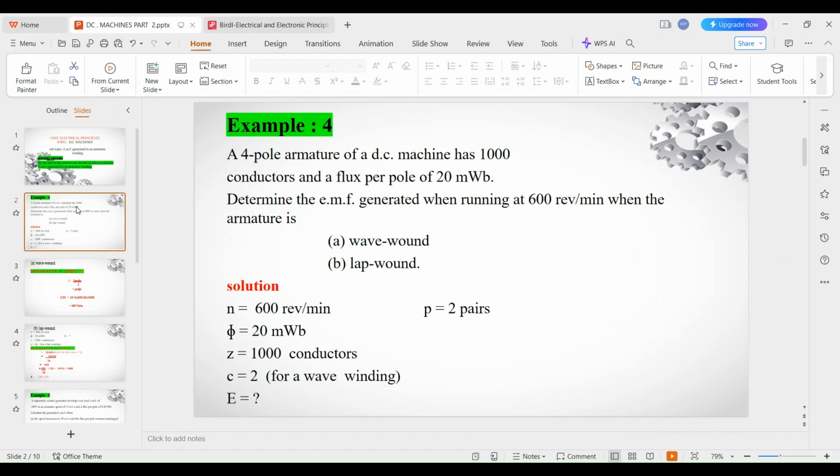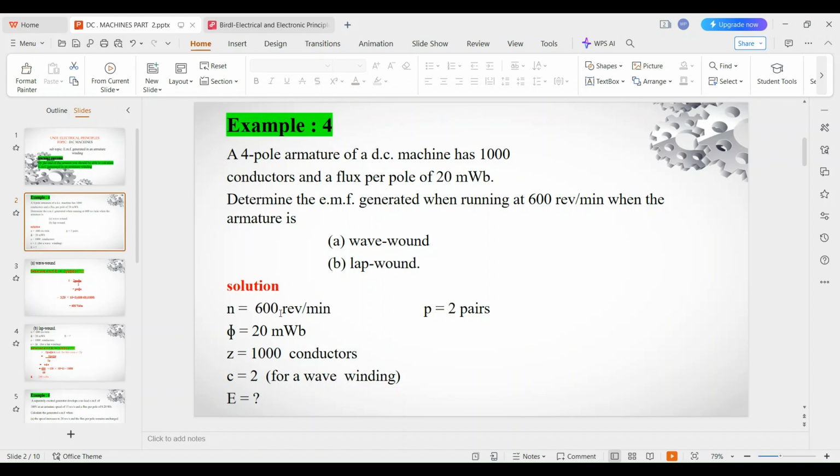The question says a 4-pole armature of a DC machine has 1,000 conductors and flux per pole of 20 milliwebers. Determine the EMF generated when running at 600 revolutions per minute when the armature is wave wound, and part B, when the armature is lap wound. It's just like what I had said before. So let's look at the solution.